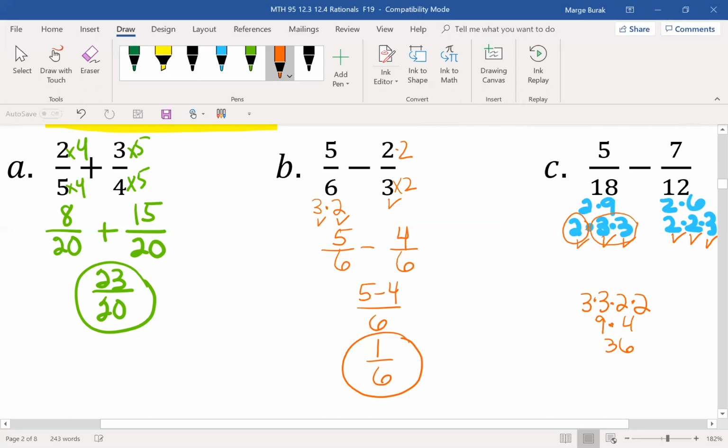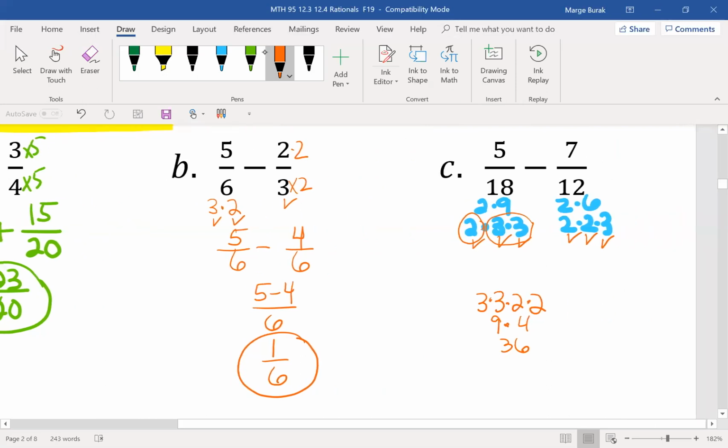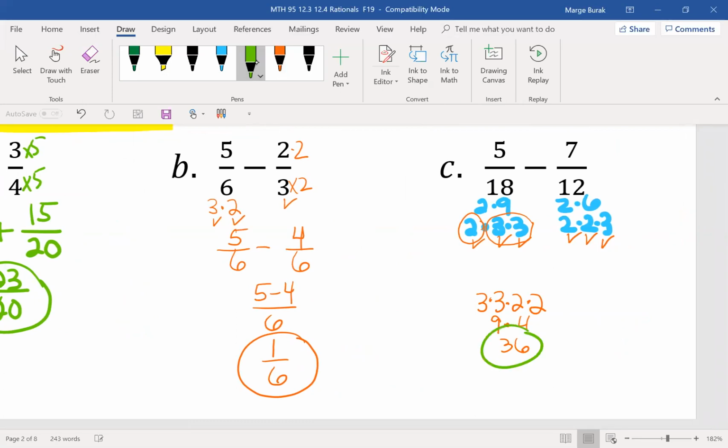So I'm going to go a little bit over here then. So 36 is my common denominator. And if I times 18 by 2, then I'll get 10 over 36. And 12 times 3 gives minus 21 over 36. And now 10 take away 21 is negative 11 over 36.